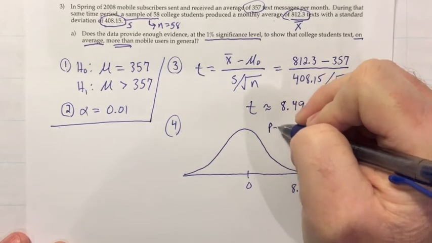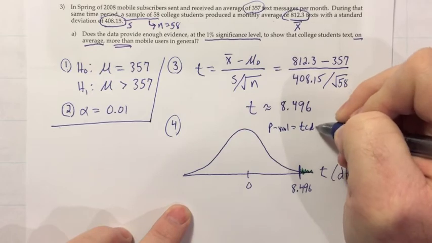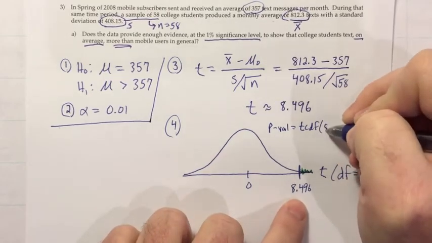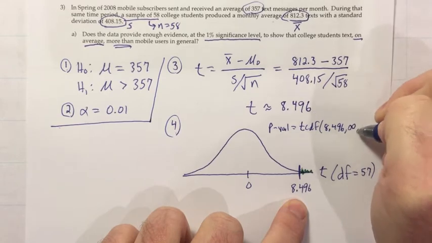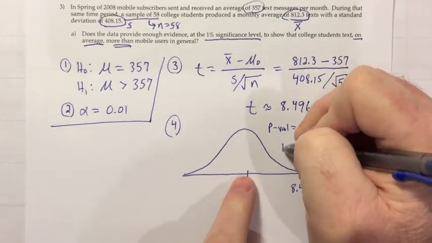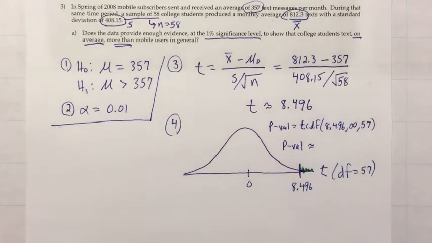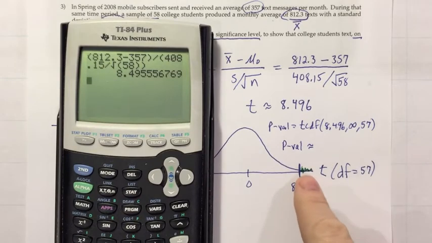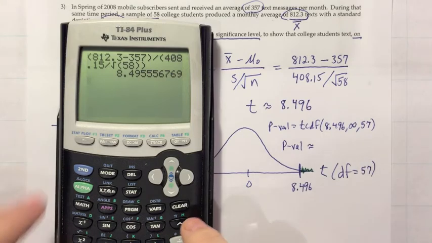So our p-value would come from calculating tcdf from 8.496 to infinity with 57 degrees of freedom. So our p-value is approximately, we bring the calculator in again, and it's just, if you think about the picture, it's real small, and then think about the fact this 8.496 should be even further to the right. This is a tiny, tiny number we should be getting.